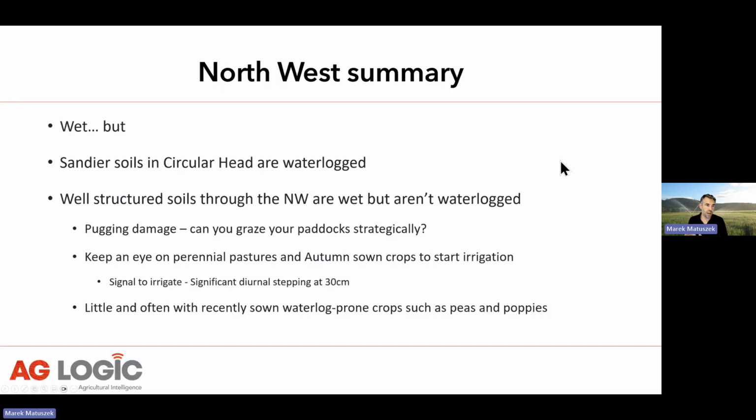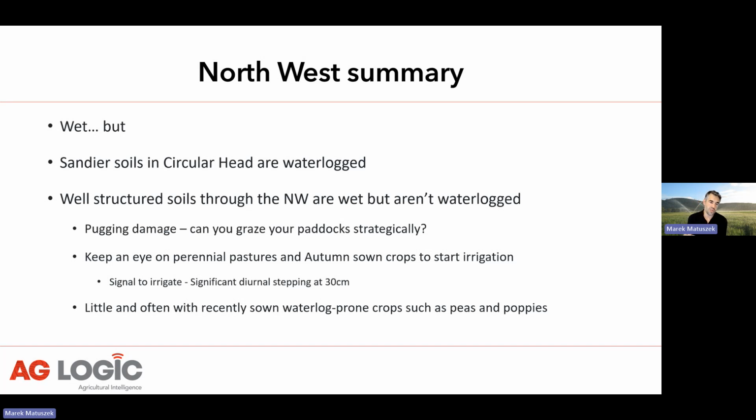So that summary there: wet, and when I mean wet, there are parts that sit wet, but the sandier soils at Circular Head, they are waterlogged, but they're coming out of it. And this is pretty similar to what I had last time in terms of this summary slide for the Northwest Coast. But well-structured soils on the Northwest Coast are wet, but they're not waterlogged. Okay, so pugging damage, things like that. Just keeping an eye on those things.